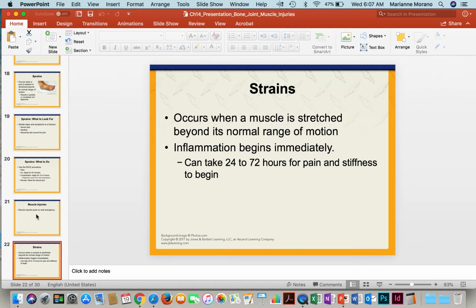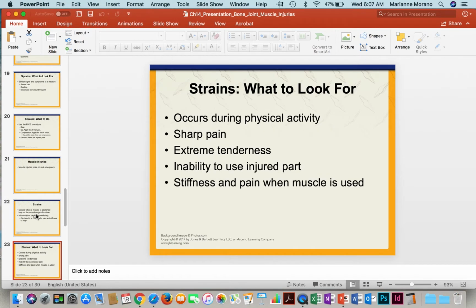I remember once having a severe injury playing tennis, and I didn't have that pain for a couple of days after the injury occurred.